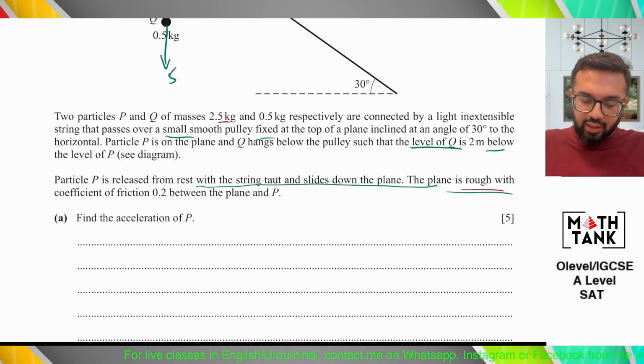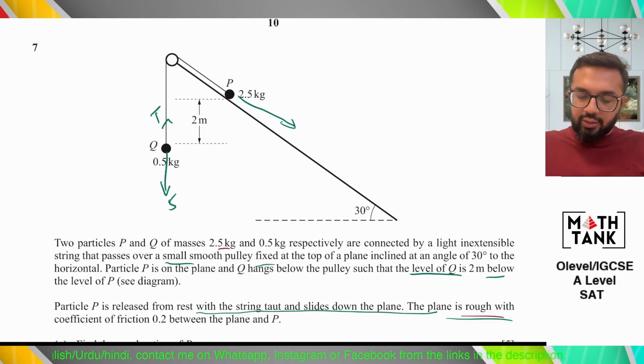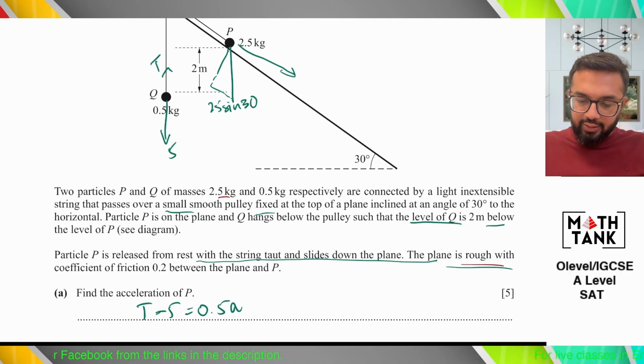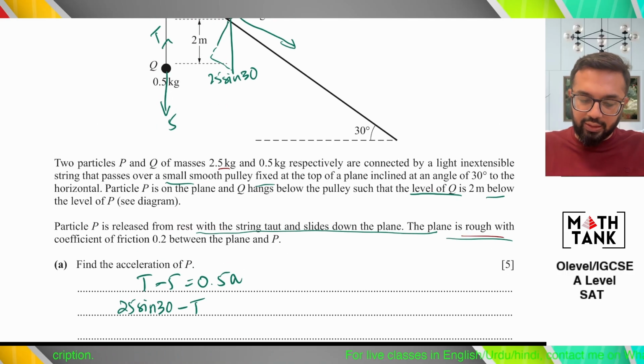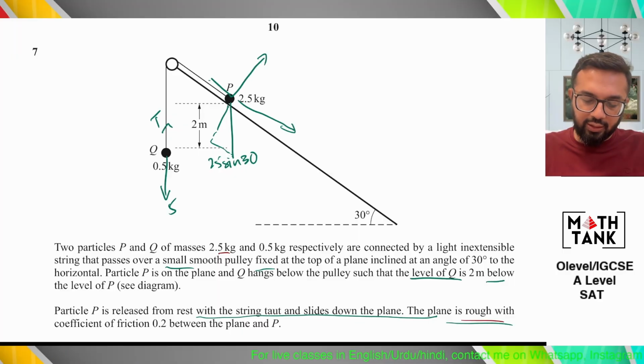So the first equation that I have is T minus 5 equals 0.5a. That's simple. For the other equation, let's resolve the weight first. So that's 25 sine 30, driving down the plane. What is resisting it? There's tension resisting it, and there's also friction resisting it.